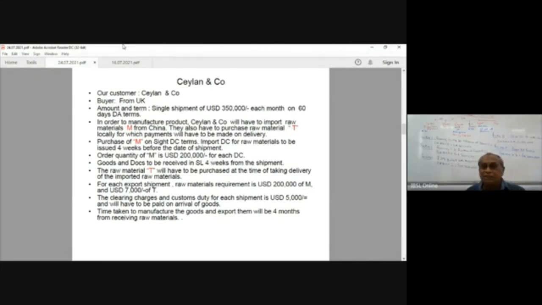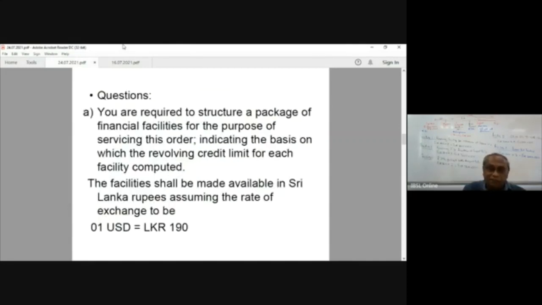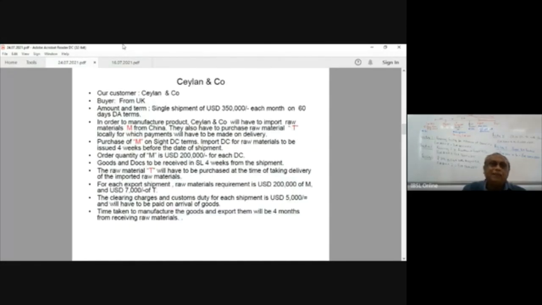Right? Okay. Now this one you have seen, and you are required to structure a package of financial facilities for the company in the order. Revolving credit limits. Right. Now start drawing this thing.